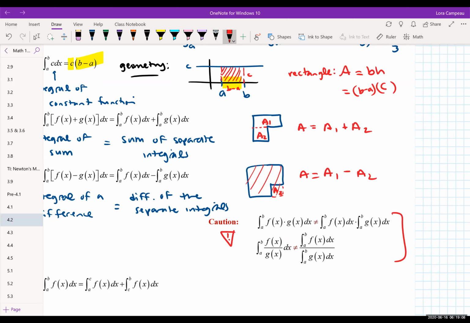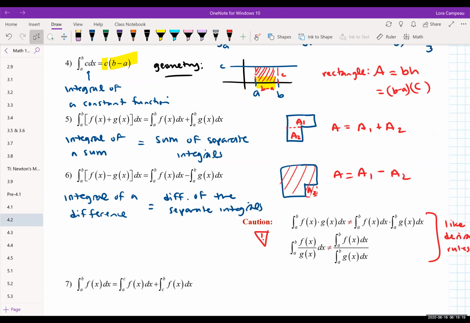So it's kind of like derivatives. And we'll perhaps be able to explore this in calculus two. You'll see what happens when you have the integral of the product of two functions. Quotient's kind of the same, because dividing is the same as multiplying by the reciprocal. So we'll have some techniques that we use when we get to that.